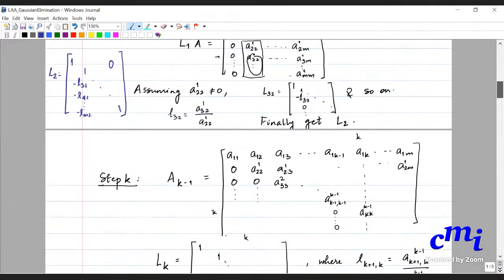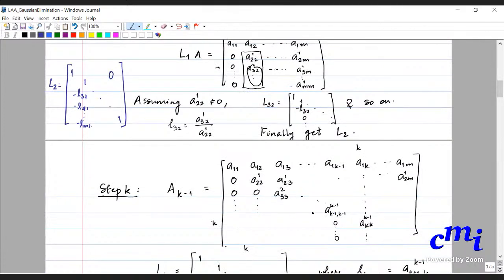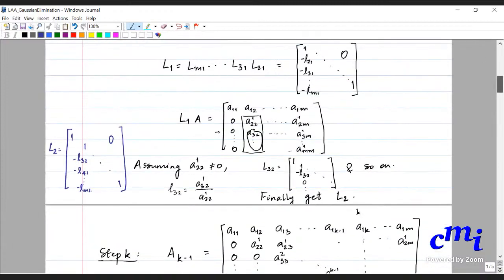So in the kth step, okay, I have written kth step here because when we write the algorithm for this, this notation will be useful for us. So I've written A(k-1). So how is A(k-1) obtained? What we'll do is we'll denote L1A by A1. Okay, so A1 is what you obtain by multiplying by L1. Then A2 is what you will obtain by pre-multiplying A1 by L2, and so on.